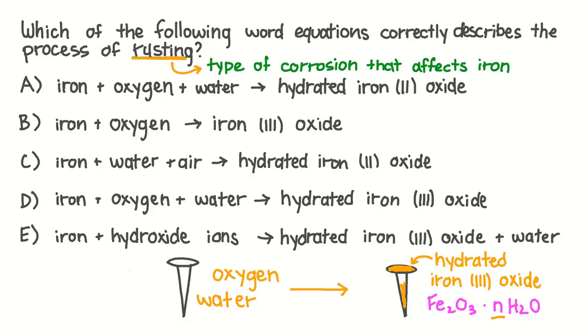So the word equation that describes rusting is iron plus oxygen plus water reacting to form hydrated iron 3 oxide, which matches answer choice D. Though the question didn't ask for it, the corresponding chemical equation is 4Fe plus 3O2 plus 2nH2O reacting to form 2Fe2O3·nH2O.